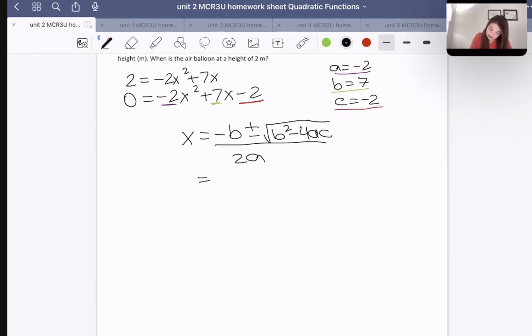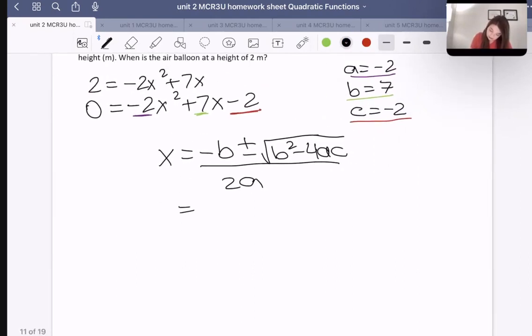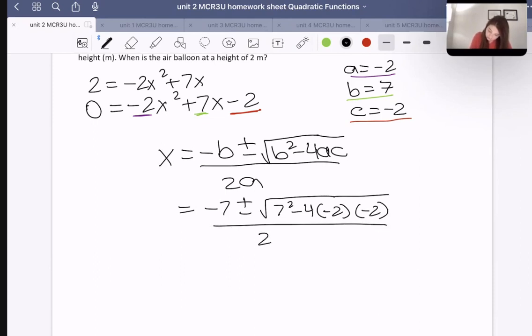So a is negative 2, b is 7, 4, negative 2, and they're both negative 2, okay, over 2 times a, which is negative 2. Okay, so my next step, I would like to figure out what numbers are in our square root sign, so I'm going to ignore almost everything else and just find out what numbers are in there.